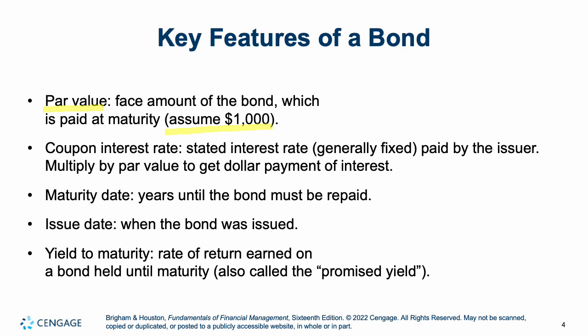Maturity date is the years until the bond must be repaid by the company who ever issued it. The issue date is when the bond was created. And the yield to maturity is the rate of return earned on a bond that you hold until it is mature, also known as the promised yield.